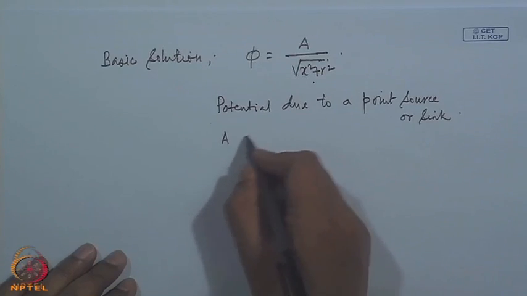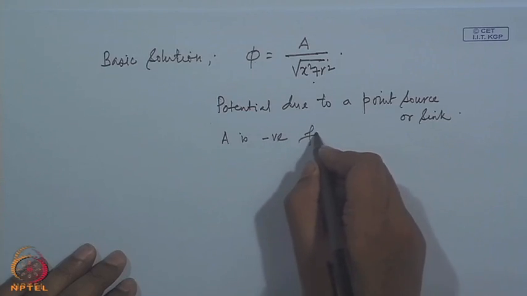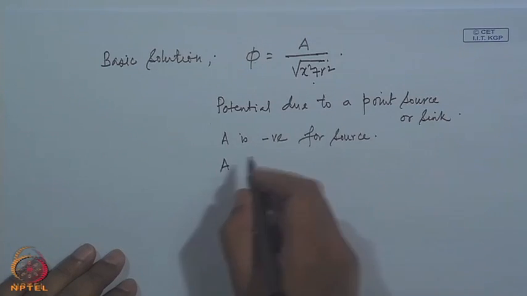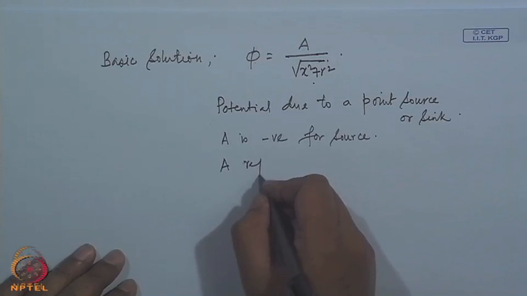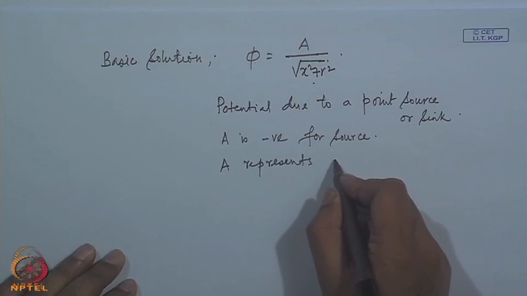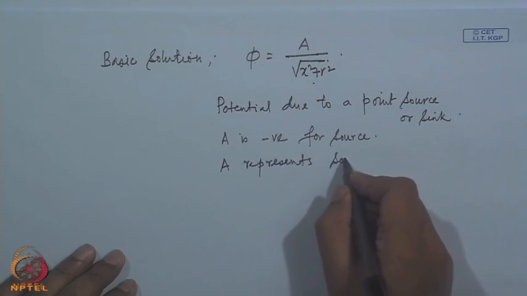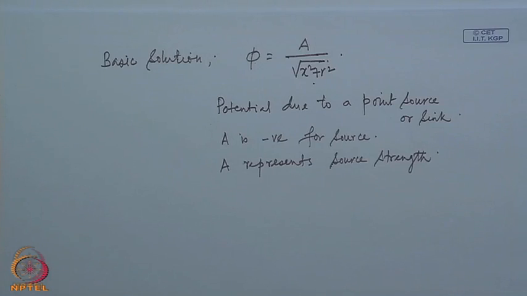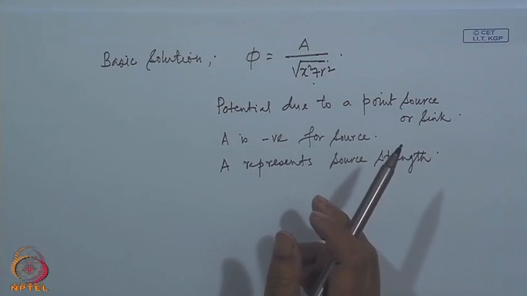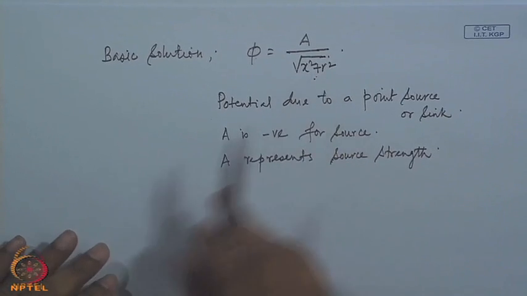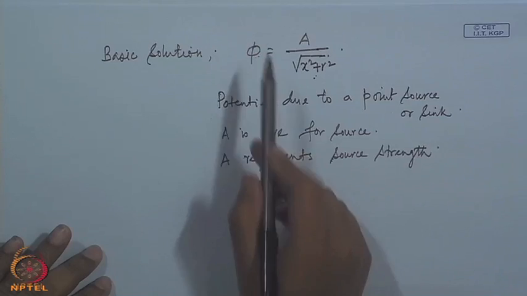Here A is negative for source, but positive for sink. It may be recalled that if the strength of the point source is say m, then A is basically m by 4 pi, and this represents the distance from the point of origin where this sink is placed.